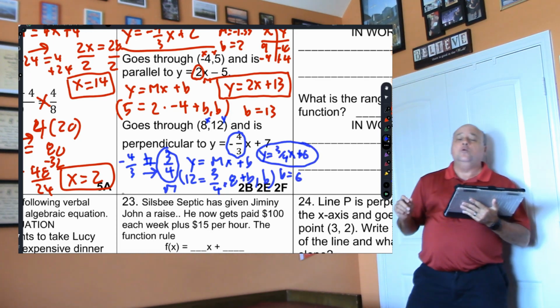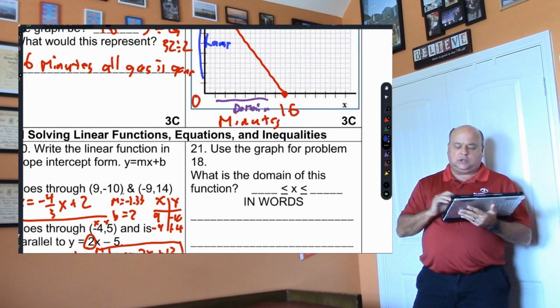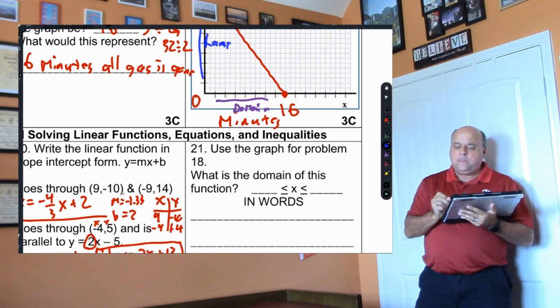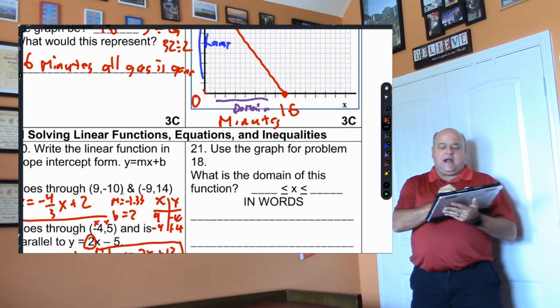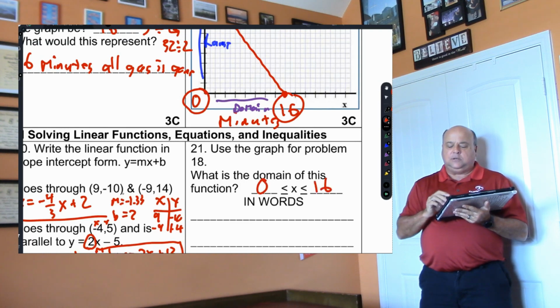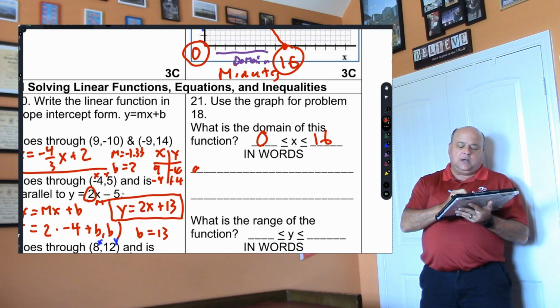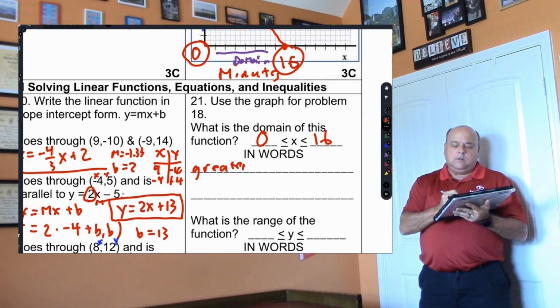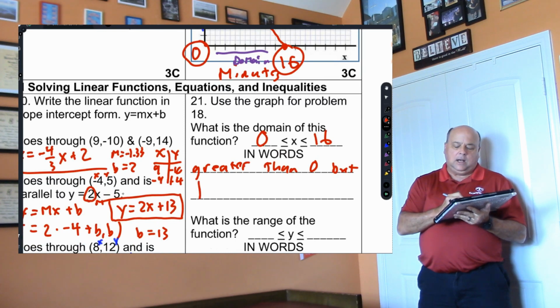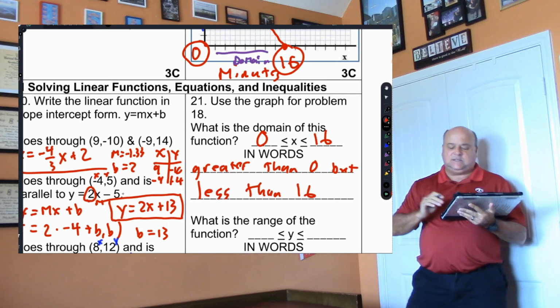Let's go to the domain and range. So the domain of my graph goes from 0 to 16, doesn't it? So the domain goes from 0 to 16. This is how you write this in words. It's all the numbers greater than 0, but less than 16.